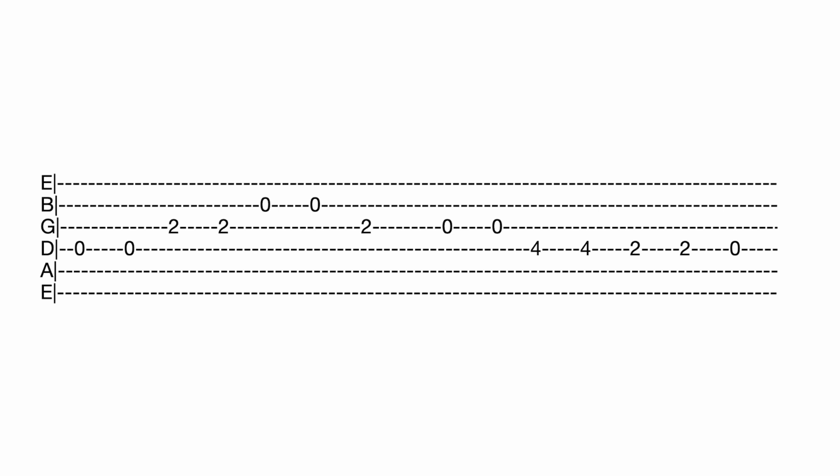Okay, so we're moving left to right, just like reading a book. 0, 0 on the D string, 2, 2 on the G string. Then we have 0, 0 on the B string. Then we go back to the G string, 2nd fret. Then we play the G string open twice. And then the D string, 4th fret, twice. 2nd fret, twice. And the D string open.